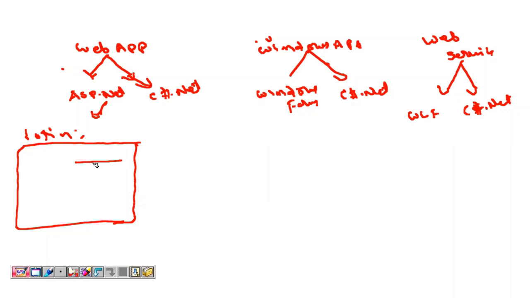You need a text box, and another text box. The first text box is accepting the UID. The second text box is accepting the password. Here you have a button. What is this button, guys? Sign in button. Login button.